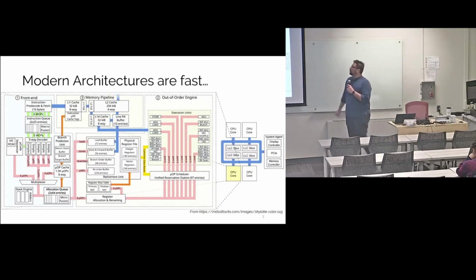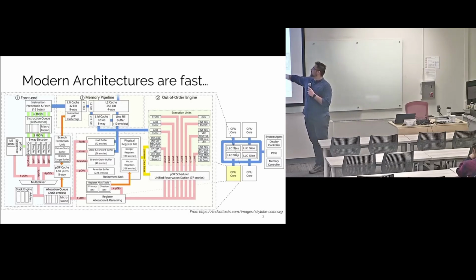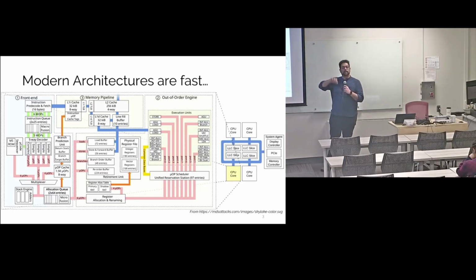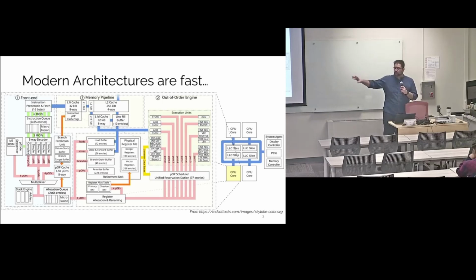Okay, so this is what a diagram of a Skylake style processor looks like. This is from the MDS Attacks website, where they basically read a bunch of patents, some documentation by Intel, and some other reverse engineering documentation, and put together what this looks like. You can see it's fairly complicated, and a lot of these things exist just to make programs faster. That's simply the case.